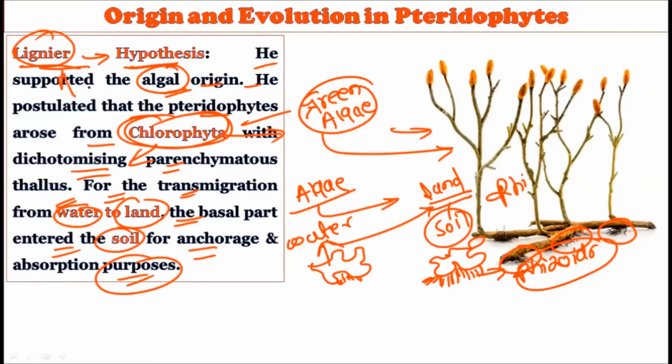This is according to Lignier. According to his viewpoint, what he has imagined is that the thalloid body of the chlorophyce members somehow developed root-like structures, which are called rhizoids, to move from water to the land. That is the transmigration from the water to the land. This structure is specially created to anchor into the soil and to absorb water from the soil. Okay, so this is the Lignier hypothesis.